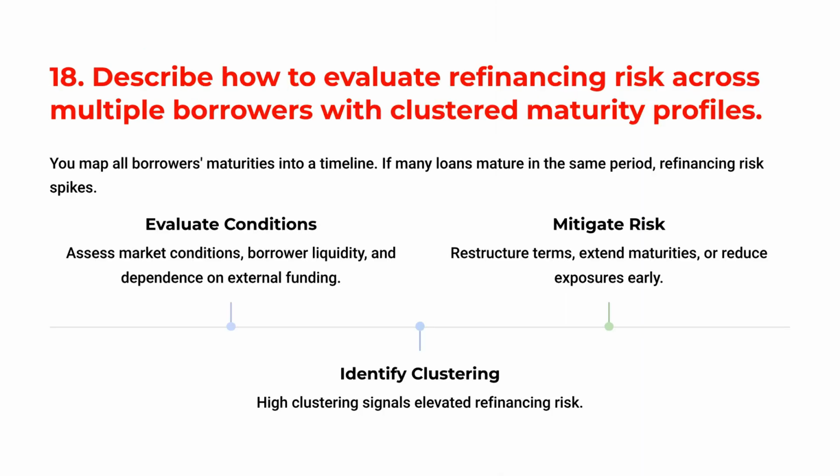Describe how to evaluate refinancing risk across multiple borrowers with clustered maturity profiles. You map all borrowers' maturities into a timeline. If many loans mature in the same period, refinancing risk spikes. You evaluate market conditions, borrower liquidity, and dependence on external funding. High clustering may push you to restructure terms, extend maturities, or reduce exposures early.